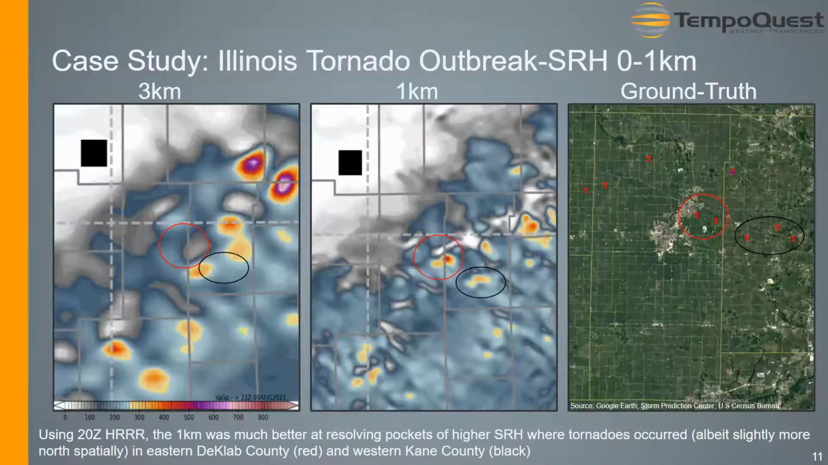Below are the storm relative velocity values from one of the simulations. On the left is the 3-kilometer, in the center the 1-kilometer, and on the right the ground truth, where the keys stand for where a tornado was confirmed. Comparing the 3-kilometer and 1-kilometer, the 1-kilometer does a better job at predicting higher pockets of storm relative velocity values, particularly in eastern DeKalb County, which is the red circled area, and western Kane County, which is the black circled area, whereas the 3-kilometer completely misses the higher values and predicts larger values elsewhere as broader ranges.